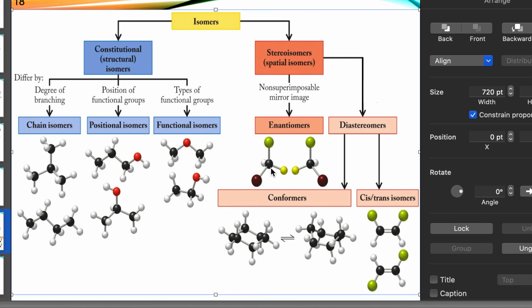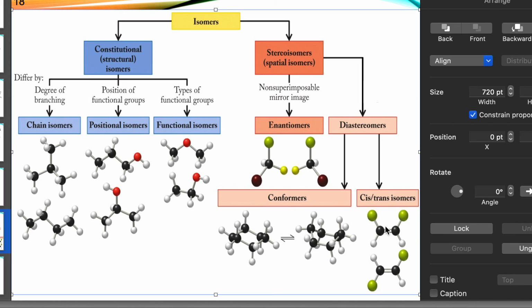Let's say this red atom was, okay, let's say all these bottom ones were this yellow color. So this carbon was connected to 3 of the same thing and then a different thing up here. If we rotated this to be a mirror image of itself, it would still be the same. It would still be superimposable, which would make it non-chiral, so it wouldn't be an enantiomer. It would just be the same exact molecule, but rotated a different way.